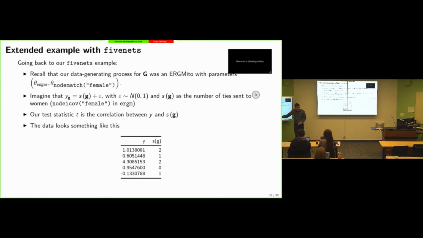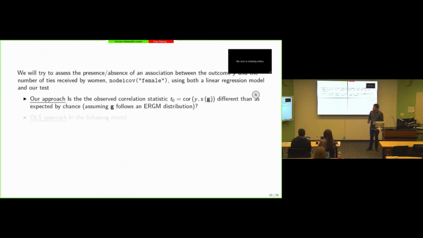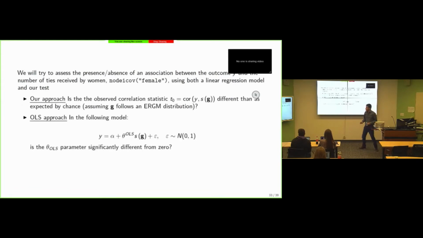And this is the outcome variable that we just generated using this random data generating process, okay? So we want to see if these two are associated. The first approach will be just running a linear regression, right? So we can just run a linear regression with that, or we can actually do our test.